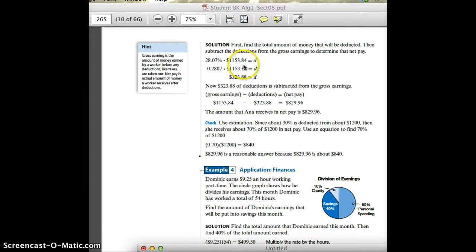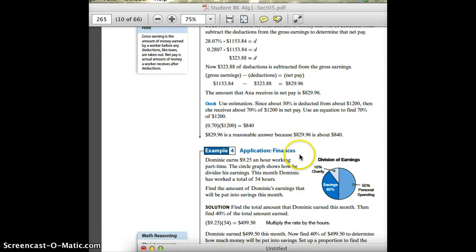Okay, so 28% times what she makes is her deductions. Remember, you have to move the decimal 2 spaces back. That gives you the decimal. Multiply it. This gives her her deductions. Then she would go back to subtract it from her gross earnings to get her net pay. Okay. Use estimation. Since about 30% is deducted from 1,200, then she receives 70% in net pay.